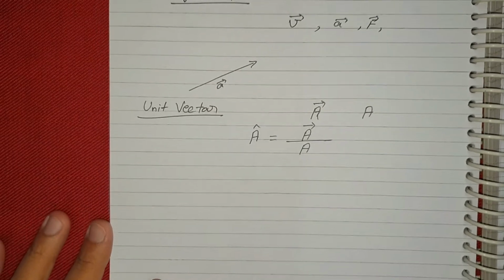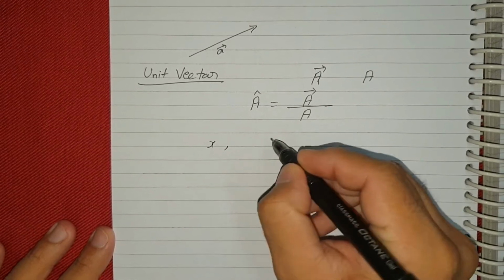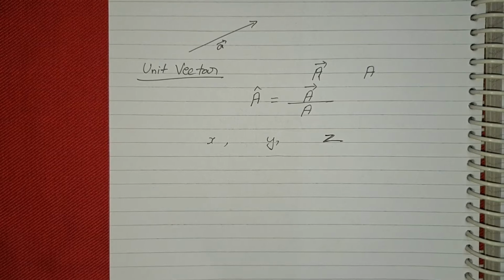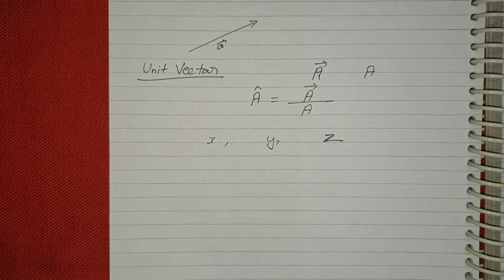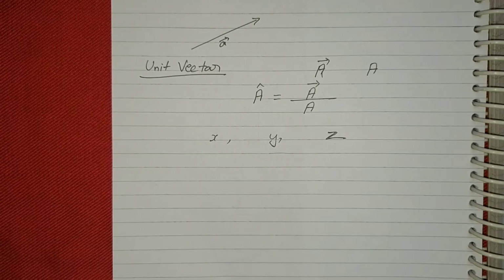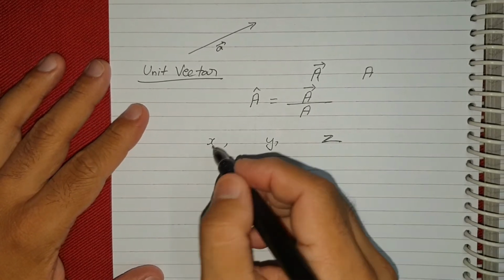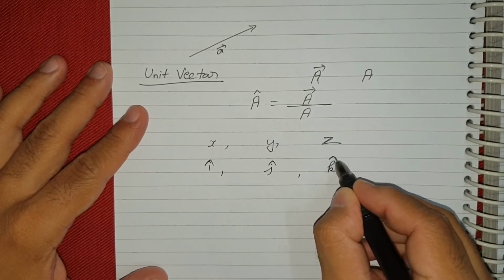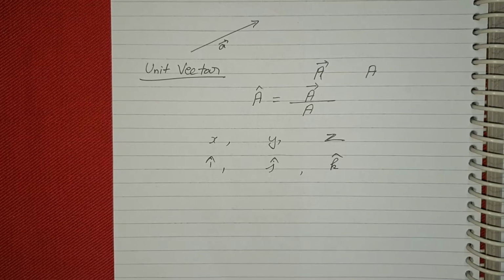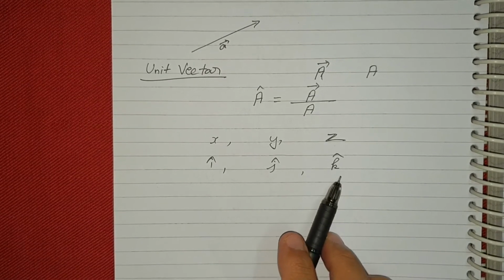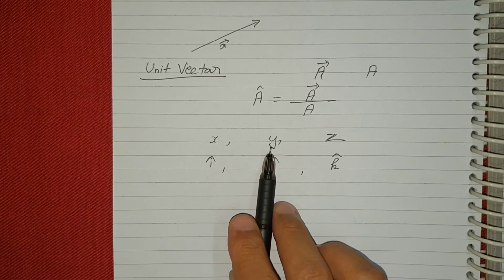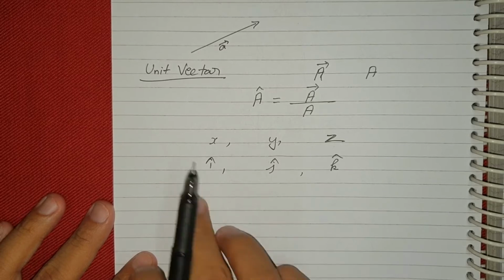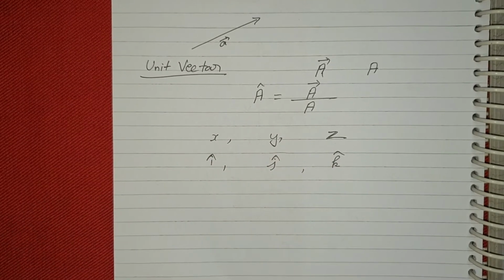Now, you know that in Cartesian coordinates there is the x axis, y axis and z axis, whenever we want to represent the position of any particle in 3-dimensional space. The unit vectors along these directions are represented as i cap, j cap and k cap. So, i, j, k are the unit vectors along the x axis, y axis and z axis.